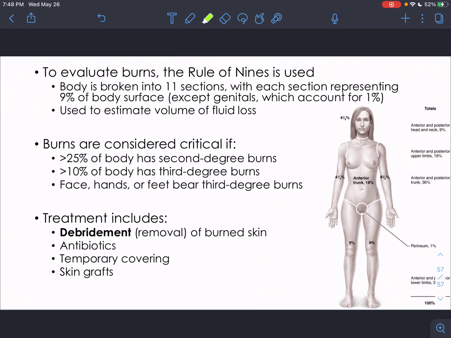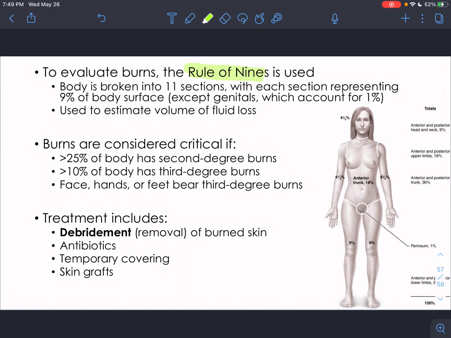Okay. And then just last slide here, ways they evaluate burns is called the rule of nines. I'm not going to really ask you about this, but it's kind of interesting. So your body is broken into 11 sections. Each of them represent 9% of the body's surface. So that's how they figure out how much of the body is really affected.